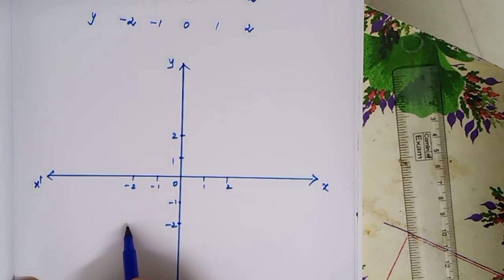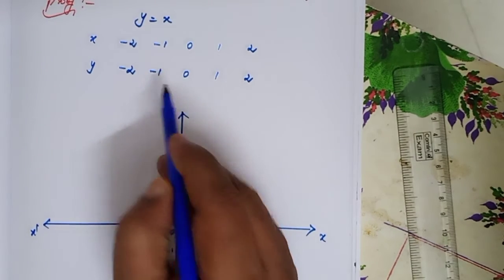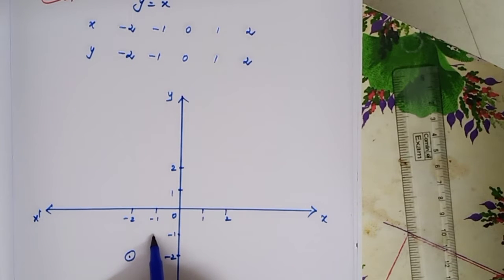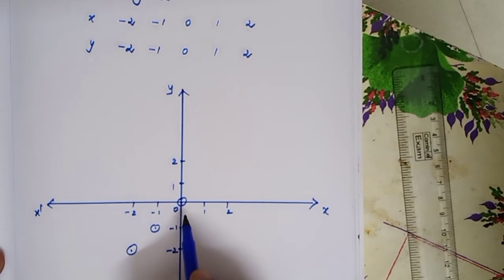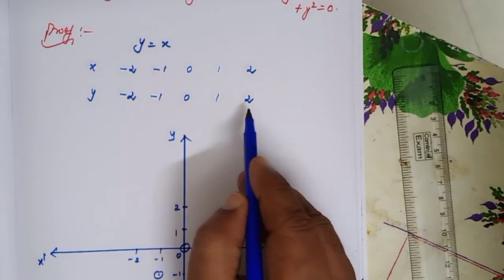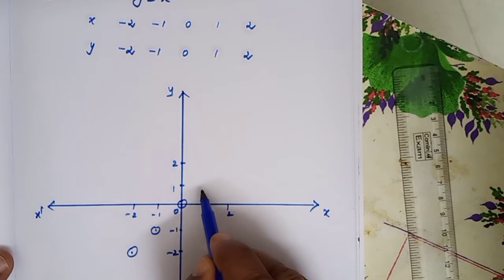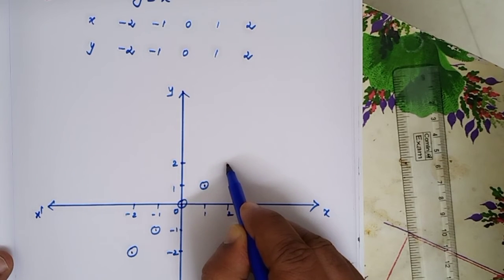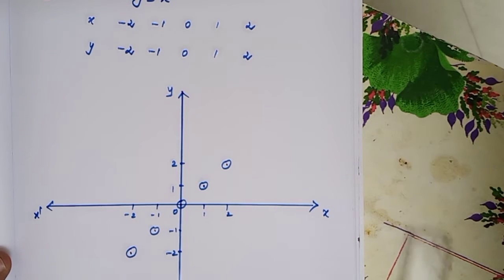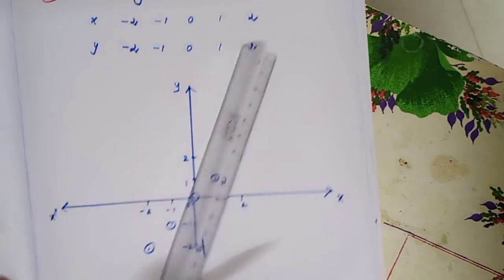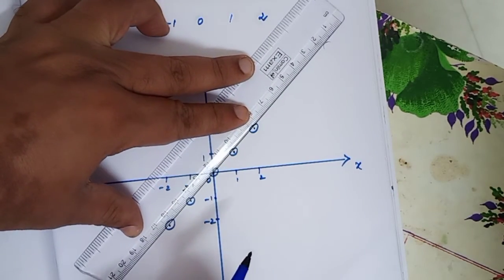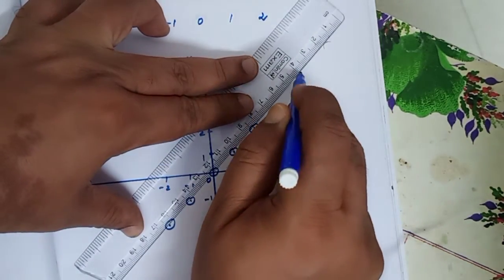Minus 2 lies in the third quadrant, and the next one is minus 1 comma minus 1, which is also in the third quadrant, and 0 comma 0 is the intersection of both the axes. The next point is 1 comma 1, and the last one is 2 comma 2, both in the first quadrant. So all the 5 points lie on the same straight line. I'm going to join all the 5 points now, and I can even extend it.